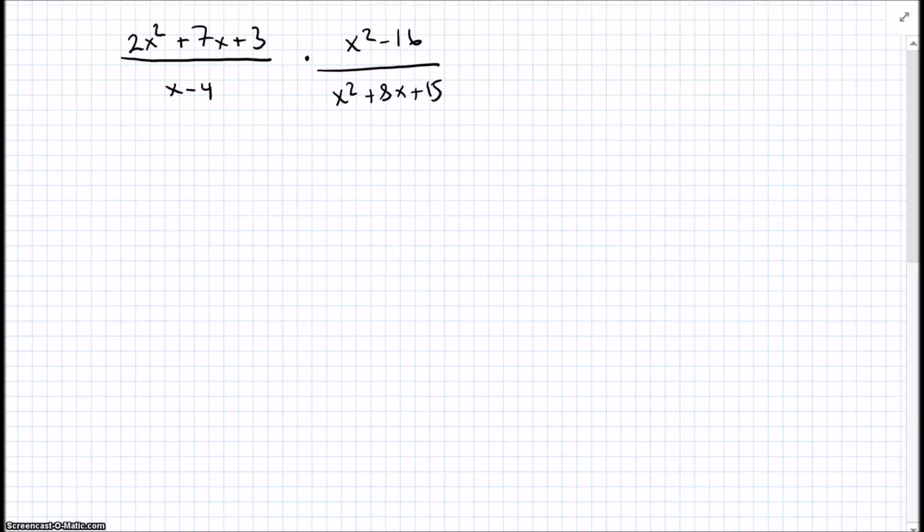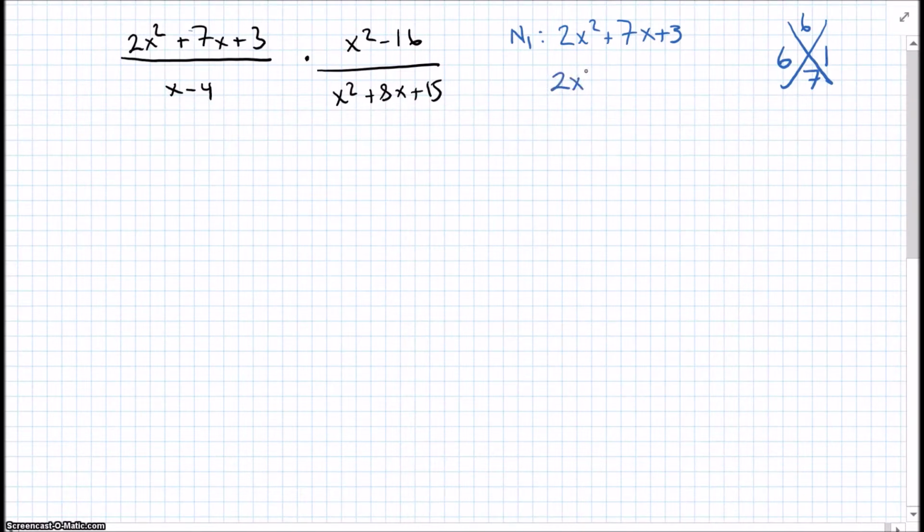Okay? So let's do something real quick. Let's do the first numerator. So I'm going to call this numerator 1, this denominator 1, this area numerator 2, and denominator 2. So numerator 1 is 2x squared plus 7x plus 3. So if we x factor this, we get 6 and 7. So two numbers are going to be a product of 6 and a sum of 7. So 6 and 1. So I can rewrite numerator 1 as 2x squared plus 6x plus x plus 3.